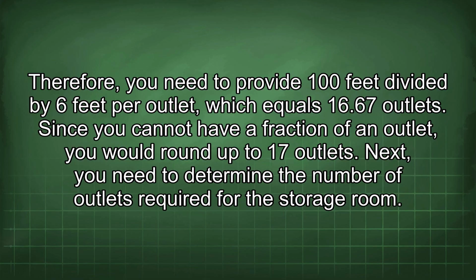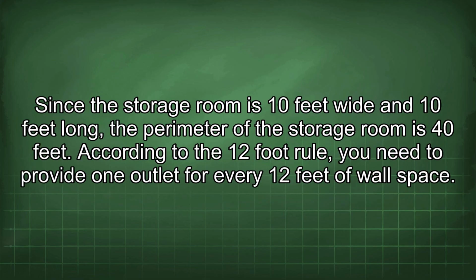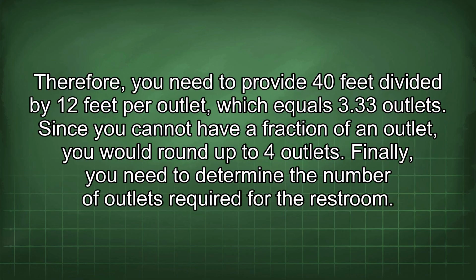Next, you need to determine the number of outlets required for the storage room. Since the storage room is 10 feet wide and 10 feet long, the perimeter of the storage room is 40 feet. According to the 12-foot rule, you need to provide one outlet for every 12 feet of wall space. Therefore, you need to provide 40 feet divided by 12 feet per outlet, which equals 3.33 outlets. Since you cannot have a fraction of an outlet, you would round up to 4 outlets.